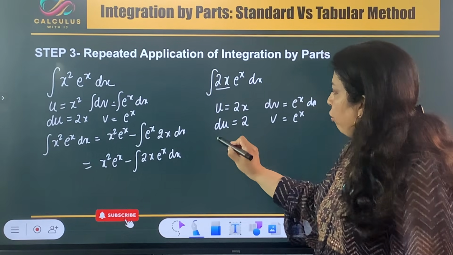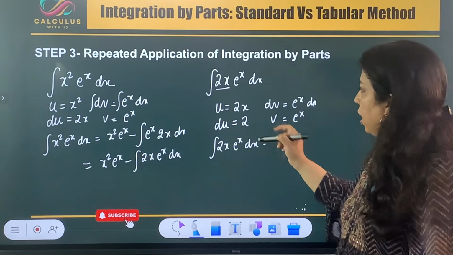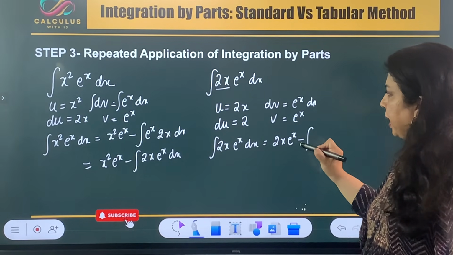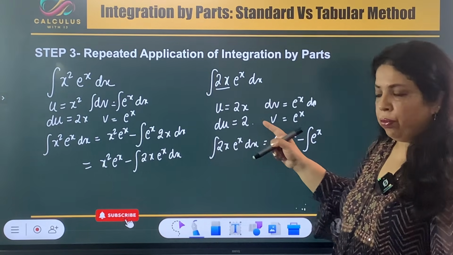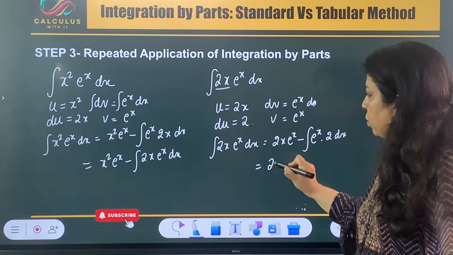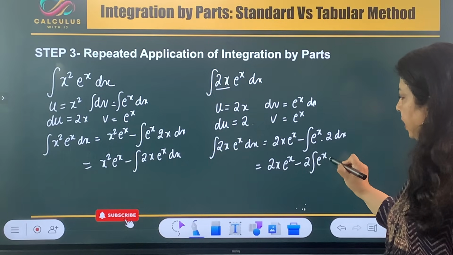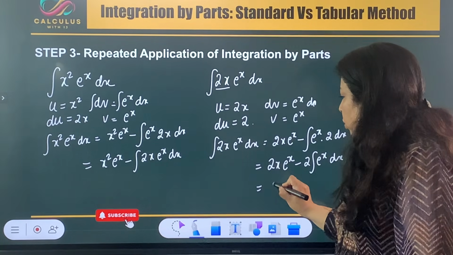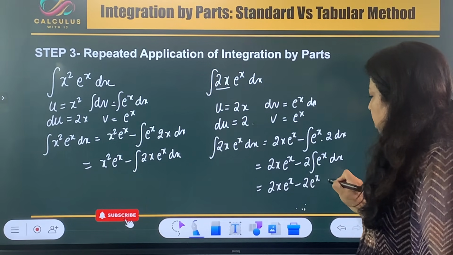On applying the formula, we get the value of the integral of 2x e to the power x dx as uv, which is 2x e to the power x, minus integral of v, which is e to the power x, du, which is 2 dx. So this becomes 2x e to the power x minus 2 integral of e^x dx. Its integral is e to the power x only. So this becomes 2x e to the power x minus 2 e to the power x plus c.